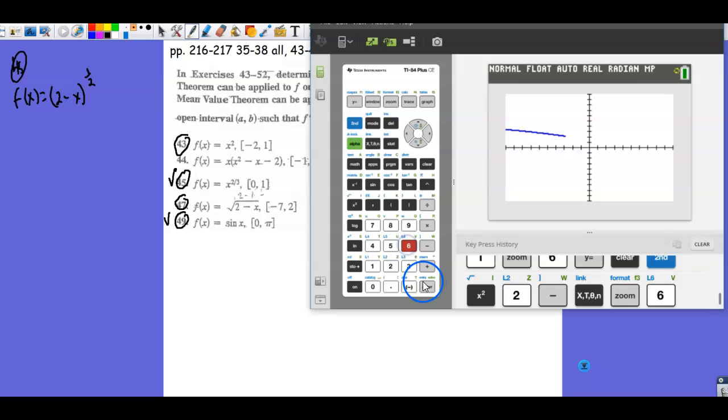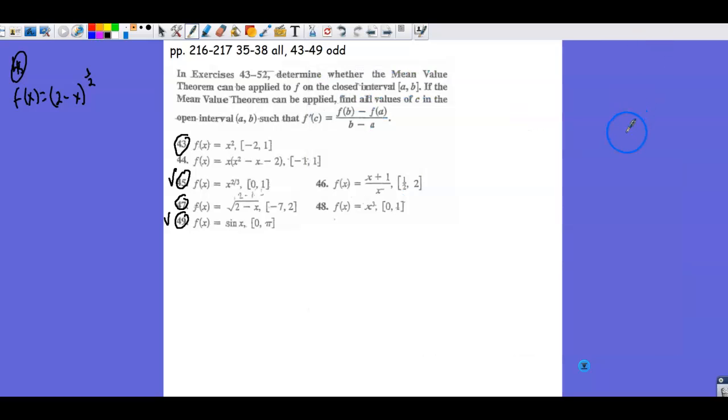standard viewing window of zoom 6, shifted to the right. What did I say? Hopefully I said to the right. The closed interval is from -7 to 2, so yes, I can see visually this function is continuous on the closed interval. There's a derivative everywhere, so we are good to go. So the 2 conditions are met, therefore the promise can come true.